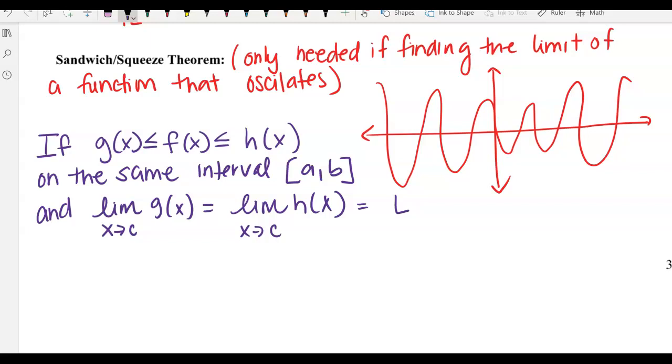So if the g of x limit equals the h of x limit, what can we conclude about the limit of f of x as x approaches c? Remember, f of x is in the middle. Then the limit as x approaches c of f of x is also L.